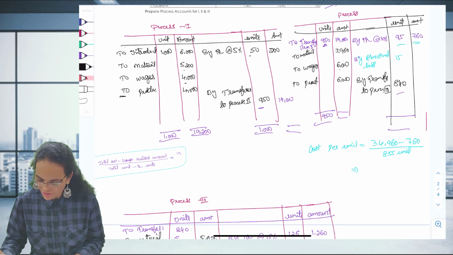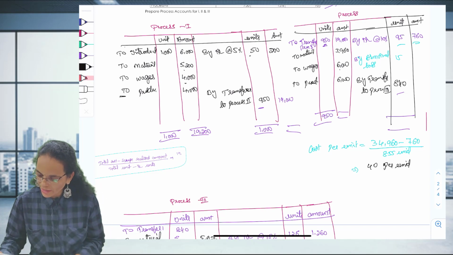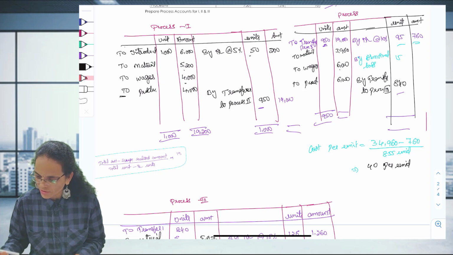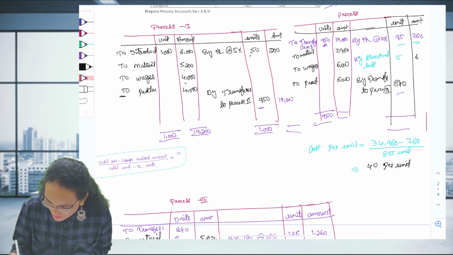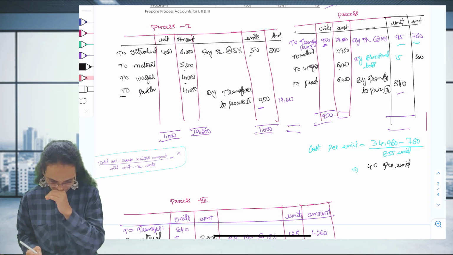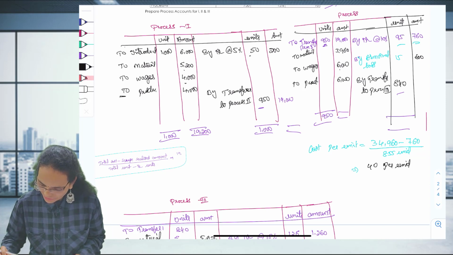34,960 minus 760, divided by 855, that is 40 rupees per unit. So 15 into 40, 600 rupees is the abnormal loss units value. Right?